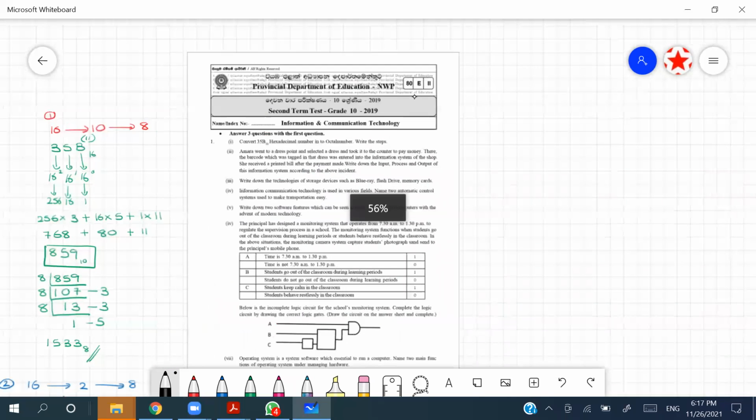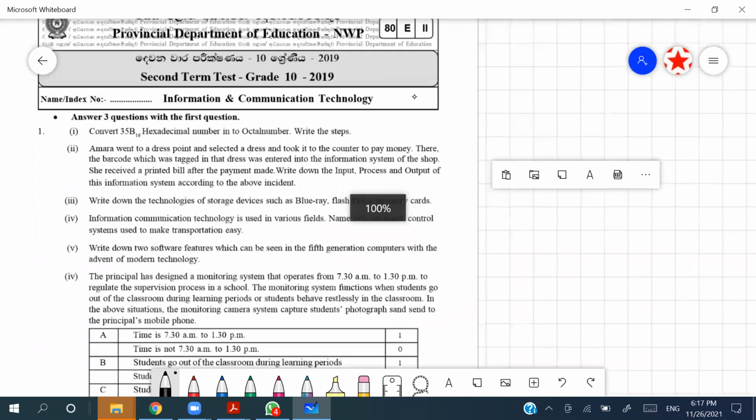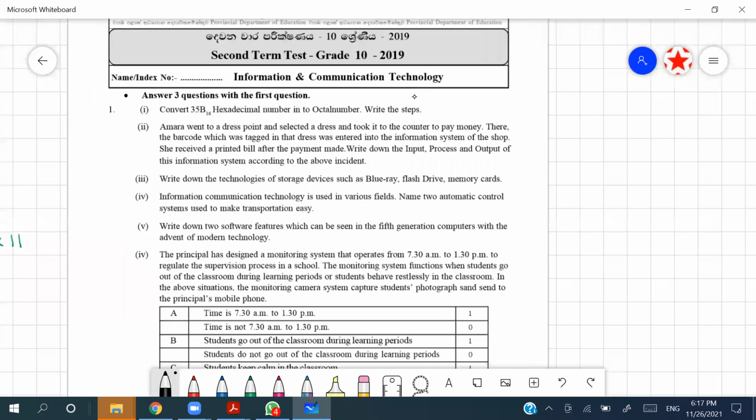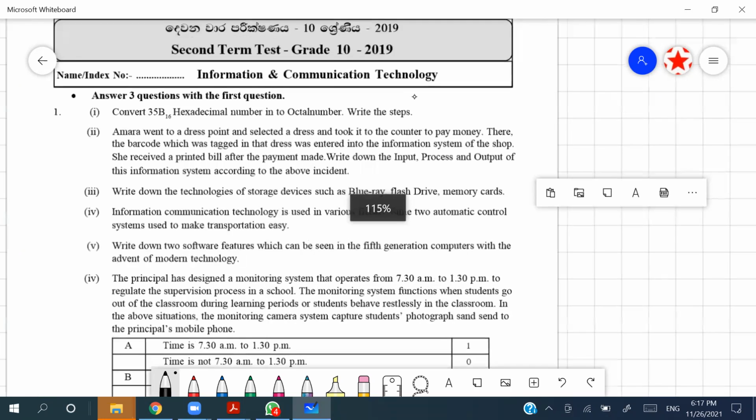Okay, so here we go, the second one. It says Amara went to the dress point, selected a dress and took it to the counter to pay money. There, the barcode which was tagged on that dress was entered into the information system of the shop. She received a printed bill after the payment was made. Write down the input, process, and output of this information system according to the above incident.